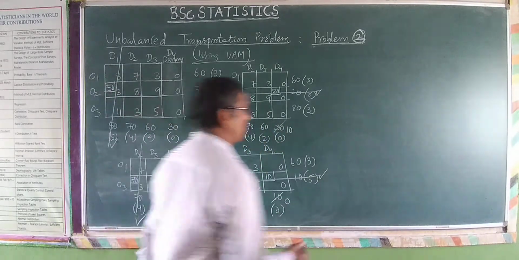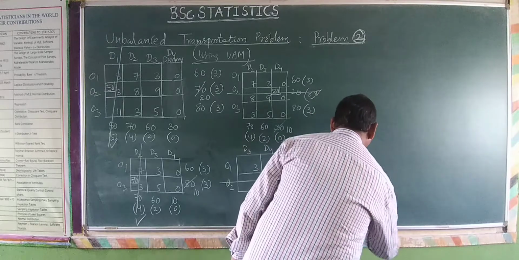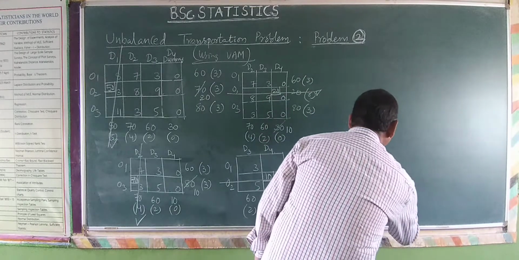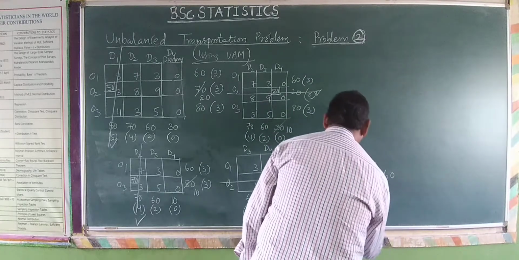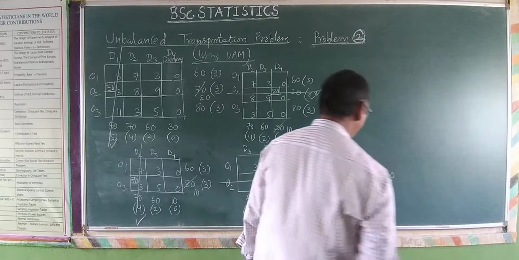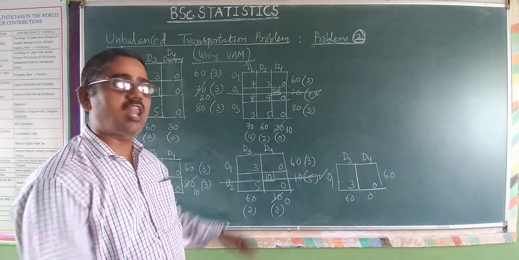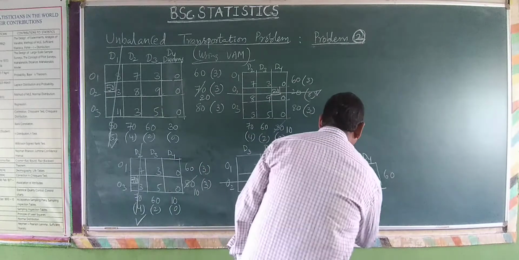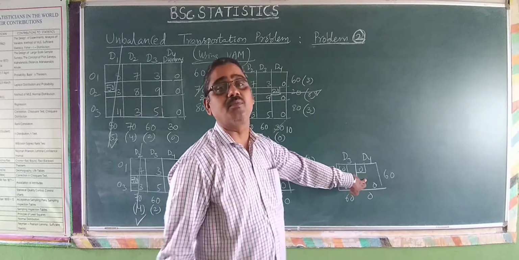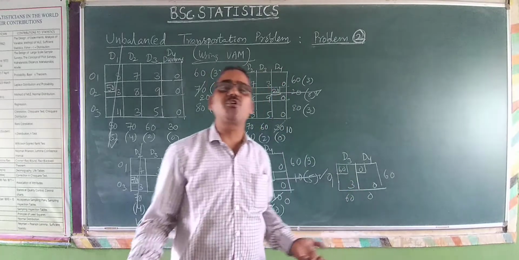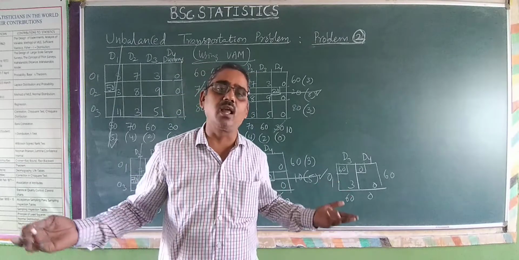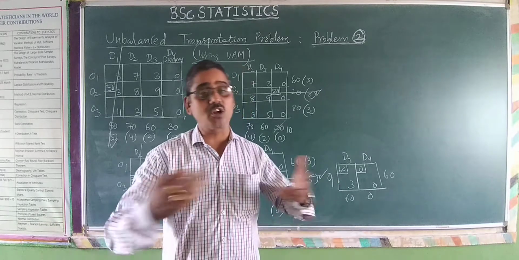Then I am preparing the next table. The next table is nothing but only one particular row remains, which is 3 and 0, with 60 here, and 0 here. Here O1, D3, D4 remain. In this you have to allocate 0 and 60. So here 60, here 0. But 0 is not a basic cell, it's not an allocation, because no quantity is going to be transported from the origin to the destination. Therefore 0 is not a basic cell. It is not an occupied cell. That is what you have to remember.